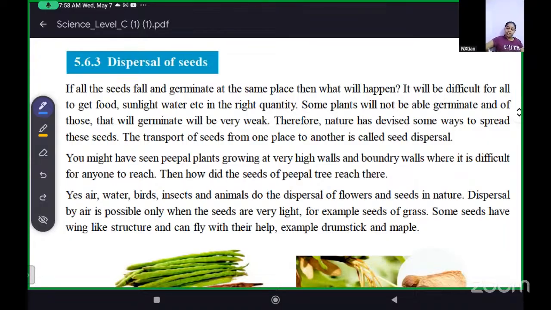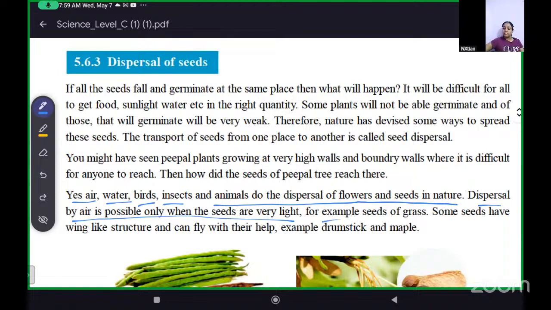Seeds can be dispersed by air, by flowing water, and by birds. Birds may pick one seed and throw it at some other place. Insects and animals also do the dispersal of flowers and seeds in nature. Dispersal by air is possible only when seeds are very light, like we saw with spores in sporogenesis. The spores all flow away with air. So when seeds are very light, they fly away with air.